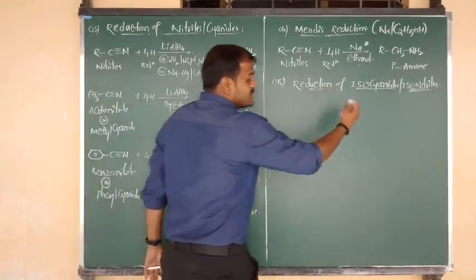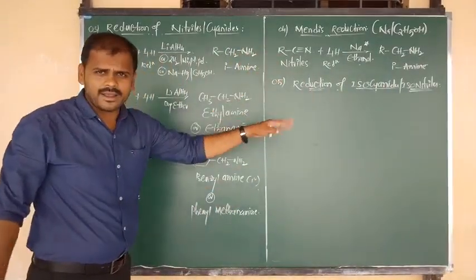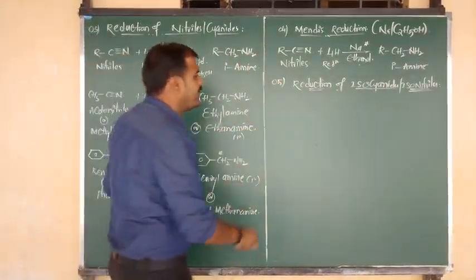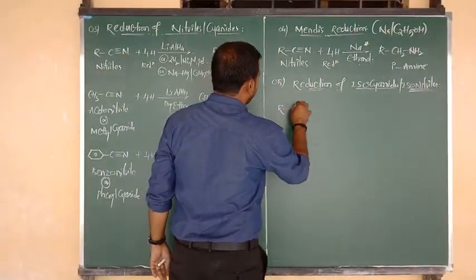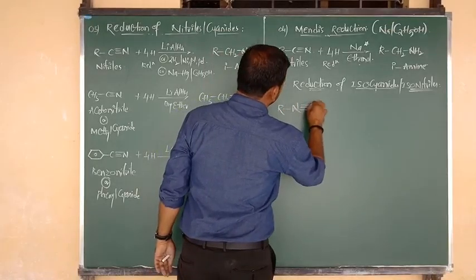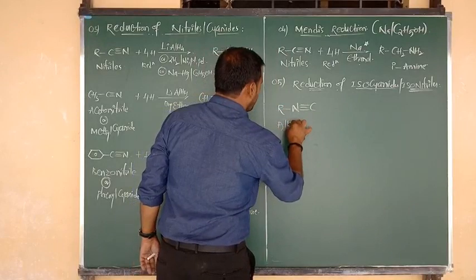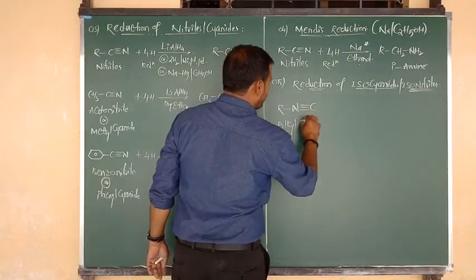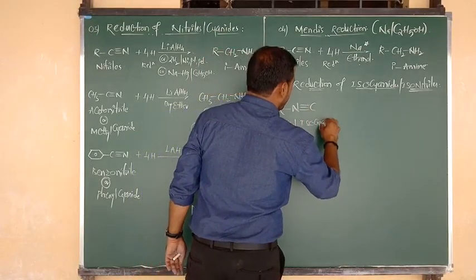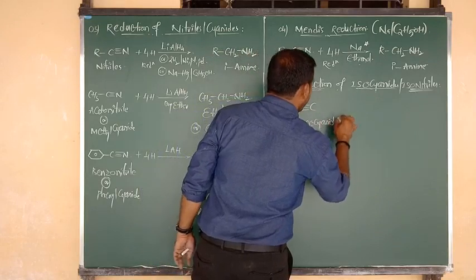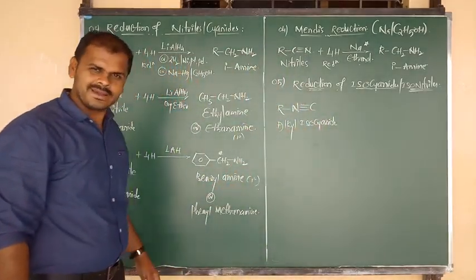Let me consider. What is the formula of cyanide? RCN. Isocyanide is NC, beta. So the isocyanide formula is R bonded to N triple bond C. The name of this compound is alkyl isocyanide. So what we can say, beta? Alkyl isocyanide is the reactant.